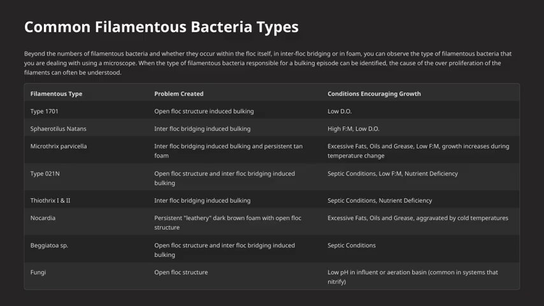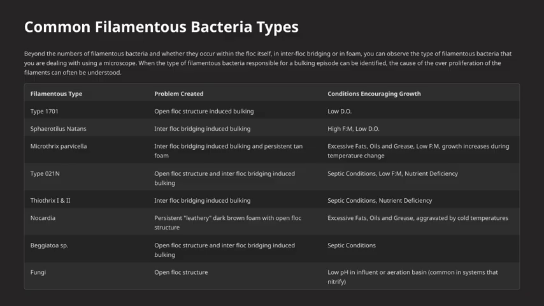Moving on, types 21N and Thiothrix I and II tend to induce bulking through a combination of open flock structures and interflock bridging, often under septic conditions, low F/M, and nutrient deficiencies. Nocardia causes bulking with a characteristic leathery, dark brown foam, commonly when there's an excess of fats, oils, and grease, especially in colder temperatures. Beggiatoa species also cause bulking with open flock structures and interflock bridging, typically in septic conditions.